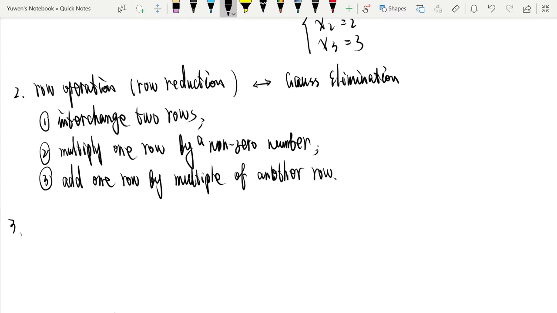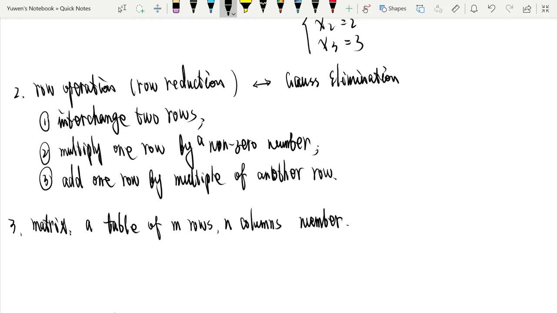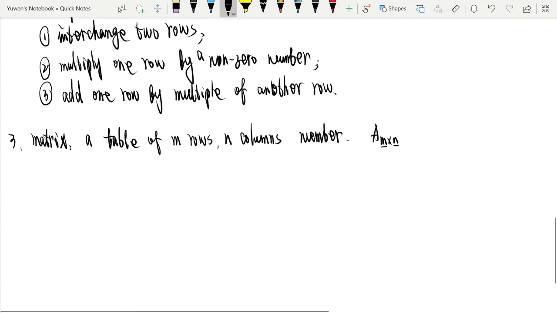And still, what is a matrix? Actually, a matrix is a table of m rows and n columns of numbers. We always write A, and if we want to point out how many rows and columns this matrix has, we write the index m times n. The m indicates m rows and n columns. That is a matrix.